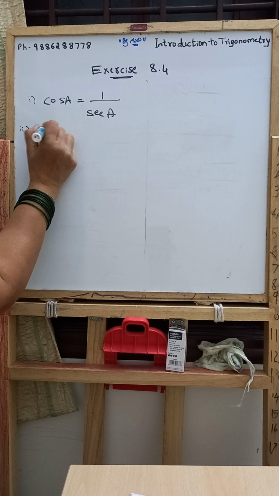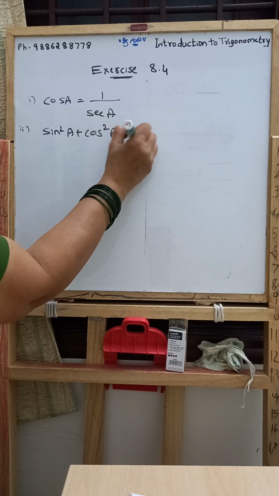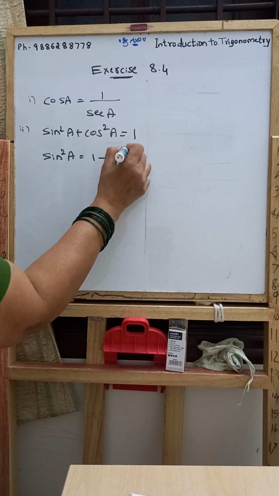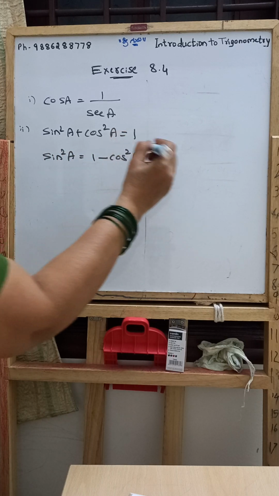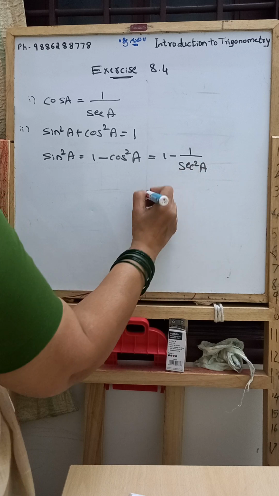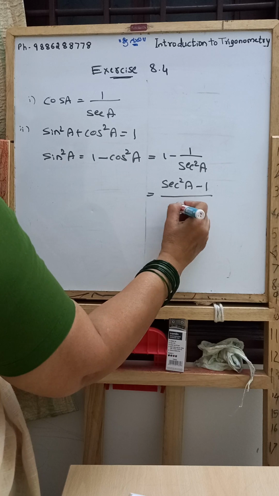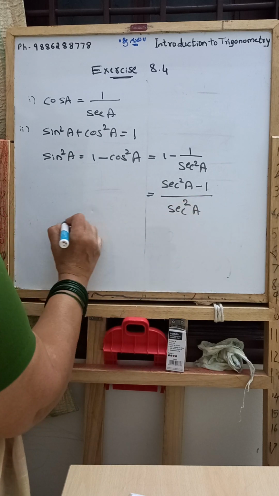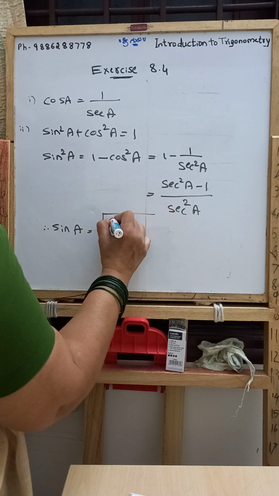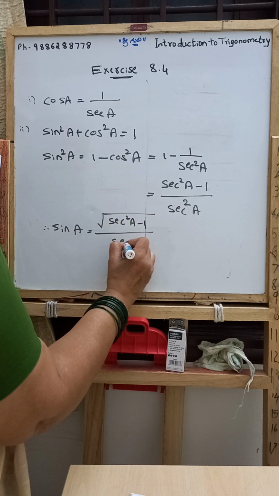And the second one, sin square A plus cos square A is equal to 1. Therefore, sin square A is equal to 1 minus cos square A. This is 1 minus 1 upon sec square A. This is equal to sec square A minus 1 divided by sec square A. Therefore, sin A is equal to the square root of sec square A minus 1, divided by sec A.